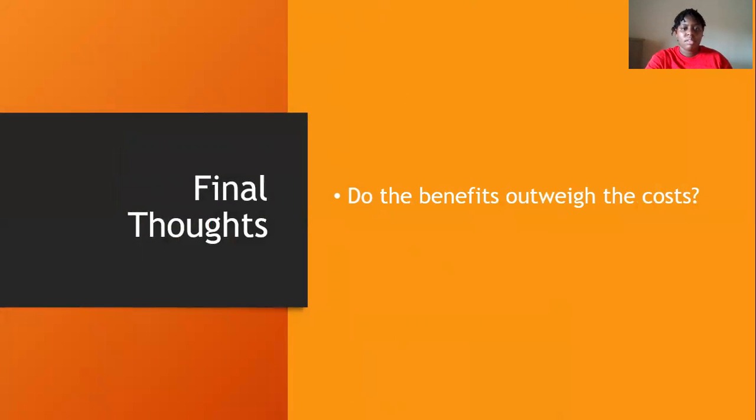And my final thoughts, do the benefits outweigh the costs? To me, in my opinion, I do think that the benefits of economic growth outweigh the costs. At the end of the day, economic growth, like I said, is crucial for a country's success. You need the community, you need your people to shop within the country, you need your people to just have a higher standard of living and live better. And when your people are living better, your economy will prosper.